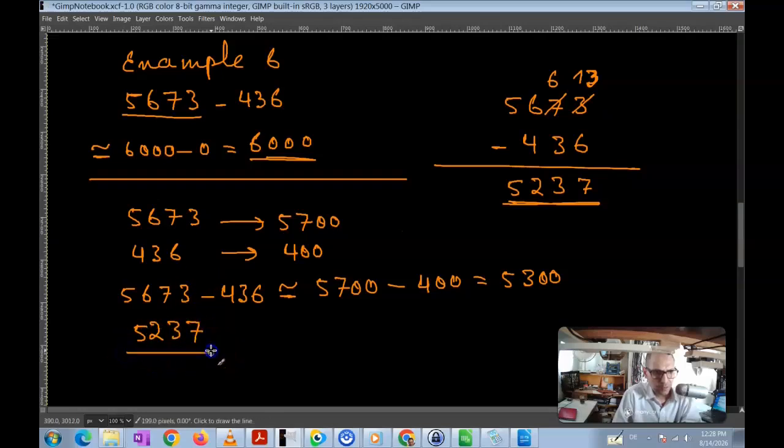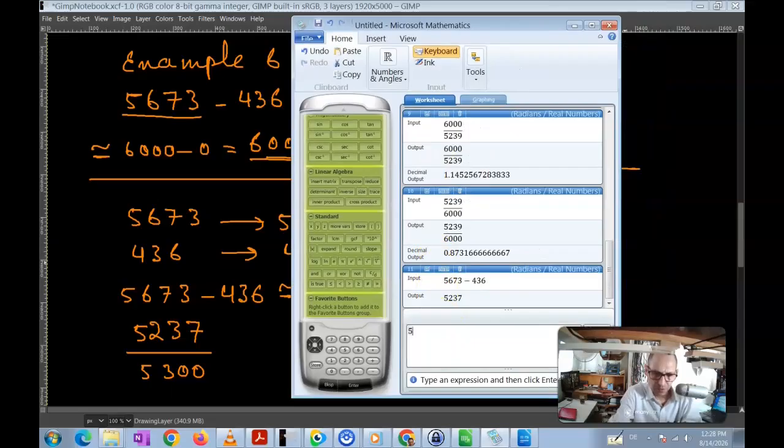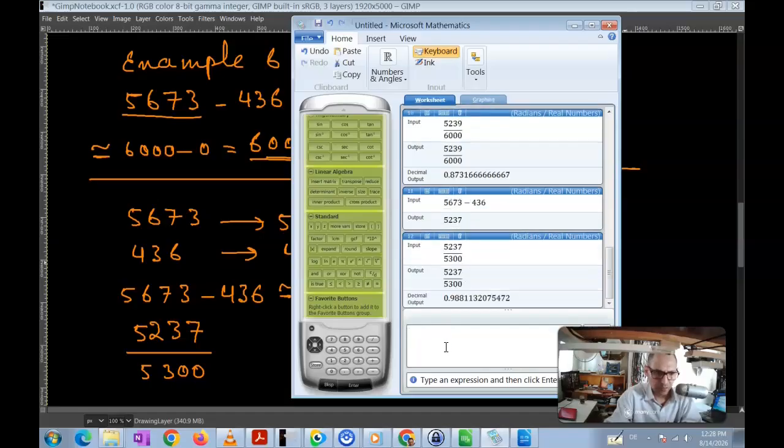and if I divide that by 5,300, that would be the same thing as 0.988, which if you round it becomes 0.99. That's 99%, right? Which means that between these two numbers there is only a 1% difference, which means that it's a very good approximation.